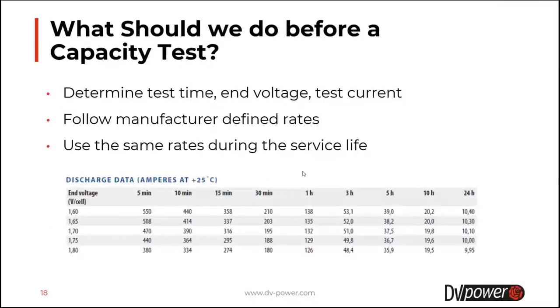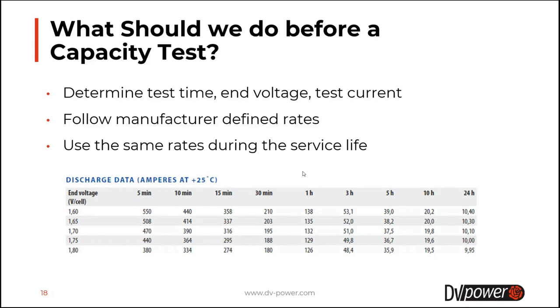Before pressing the start button, we need to determine crucial test parameters such as test time and test current and voltage, and while doing that, we need to follow the manufacturer defined rates. We already spoke about how to determine the test current for which C rating. In this table, we already have the current values for certain C rate tests. Test time C10, C5, etc. means that we have to perform a 10-hour or 5-hour test. And voltage is defined by the value on the left multiplied by the number of cells in a battery string. I have to emphasize again that you need to use the same rates during the service life, to do the same test every time when doing the capacity or so-called discharge test.